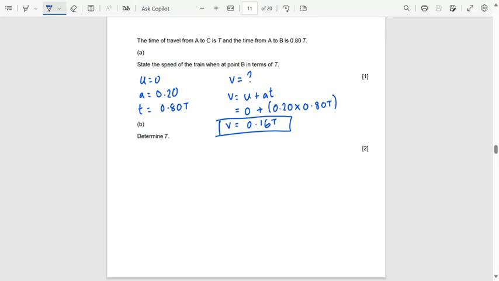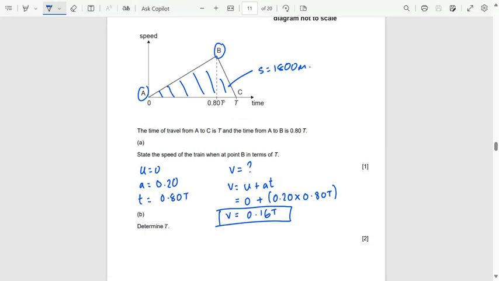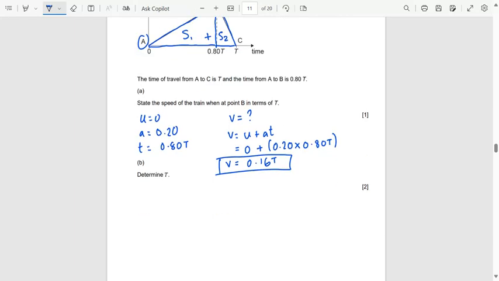For part B, we're asked to calculate the total time for the journey. So here we have two triangles, which would calculate the distance. The distance is the area under the graph. So we've got distance 1, and then a distance at this new acceleration, and if we add them together we'll get the total distance. So we've got two triangles, and so it's half base times height. For S1, distance 1, it's half base times height.